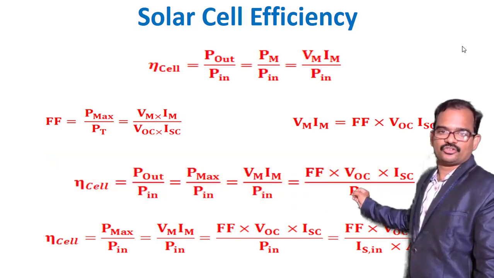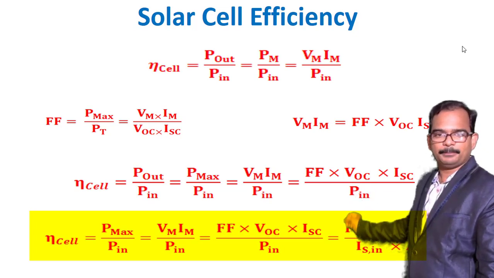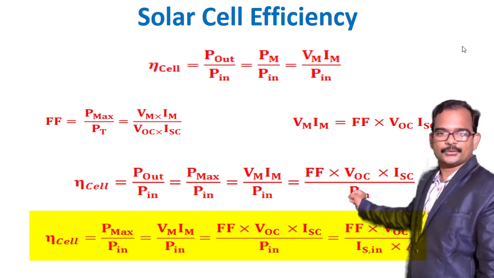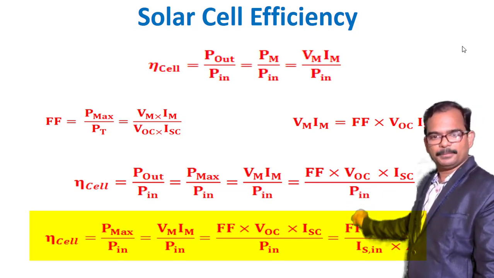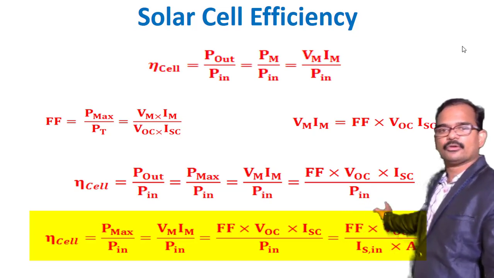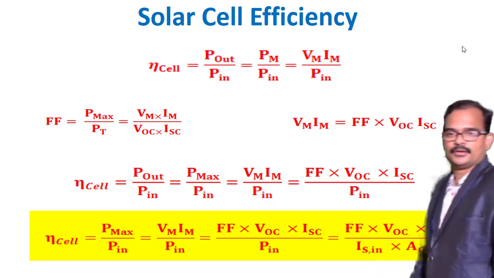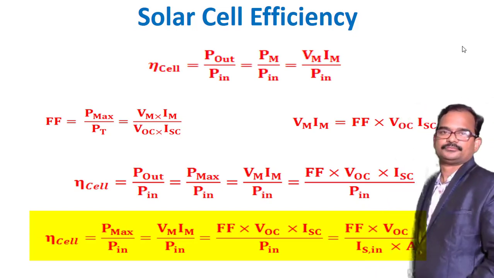And from this equation, what is the efficiency of a cell? It is Vm Im by P input, that is fill factor into VOC into ISC by P input. What is P input? Solar radiation intensity multiplied by area of the cell. It is what is called the efficiency of a solar cell.